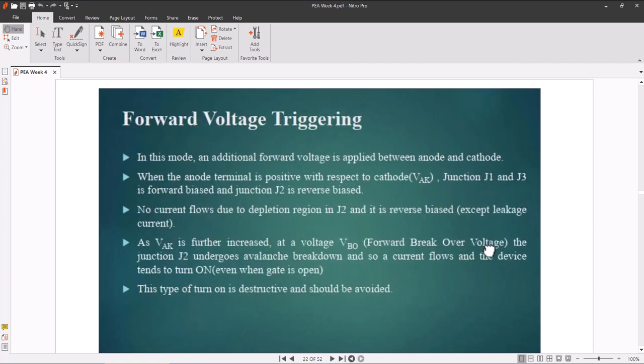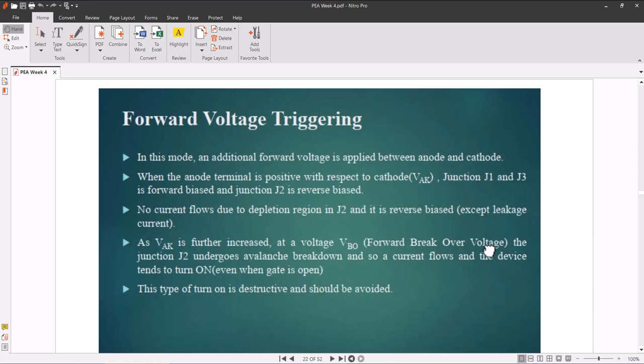Okay. Forward voltage triggering. In this mode, an additional forward voltage is applied between the anode and cathode. When the anode terminal is positive with respect to the cathode terminal, junctions J1 and J3 are forward biased and junction J2 is reverse biased. No current flows due to the depletion region in J2. As VAK is further increased to a voltage VBO, which is the limit of the forward voltage, the junction J2 undergoes avalanche breakdown, so current flows and the device turns on.